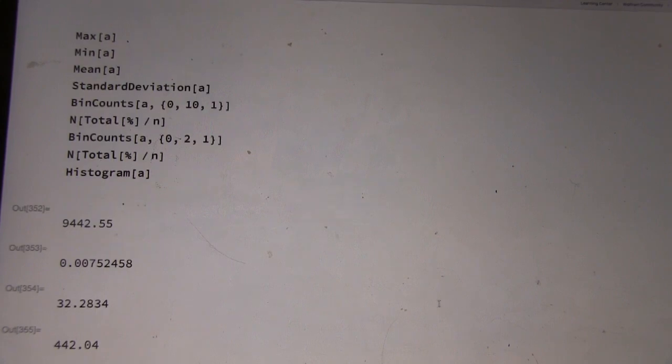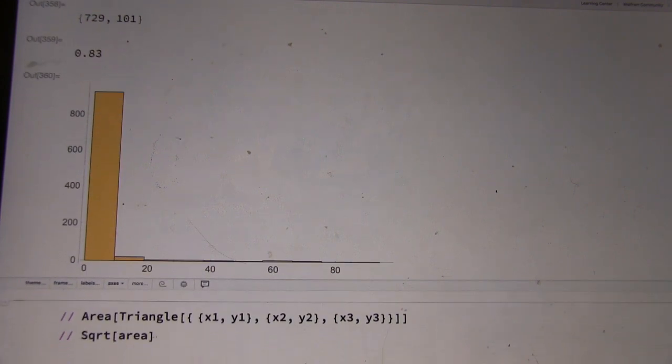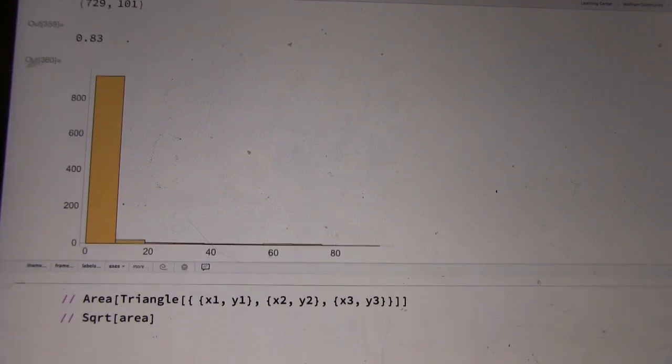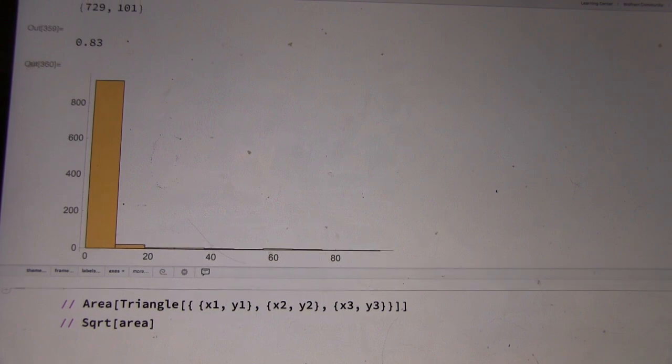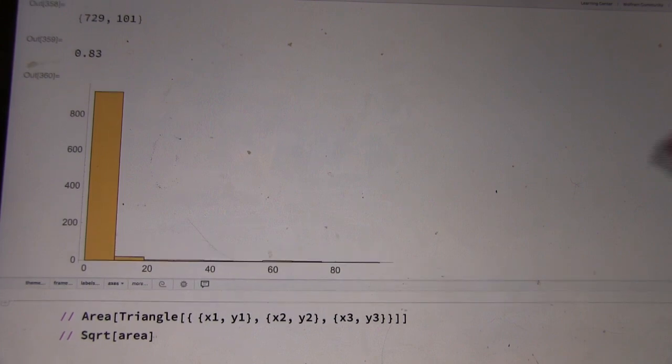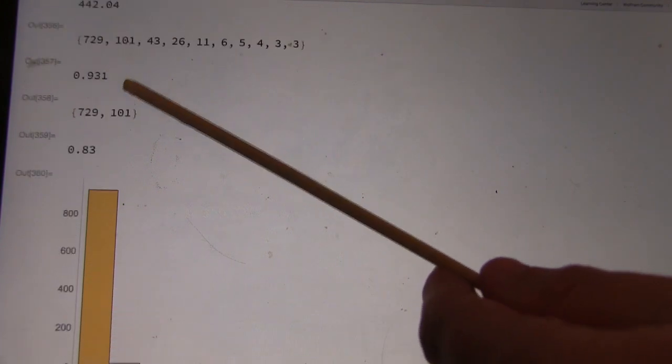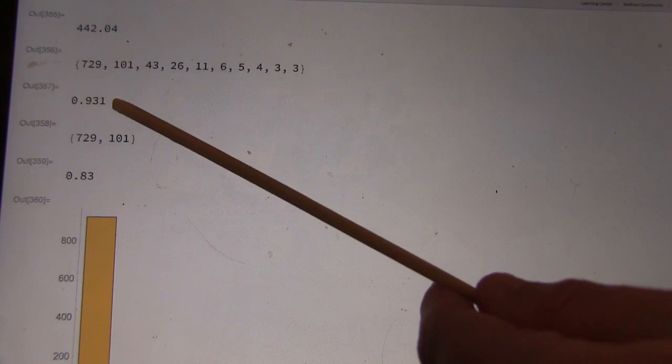Sorry, I may have been off screen for that part. But here's, first of all, the histogram. So yeah, it looks like a lot, say under, I mean, it looks like maybe 900 of, so 90%. Yeah, it turns out 83% are between 0 and 2, and 93% are between 0 and 10.